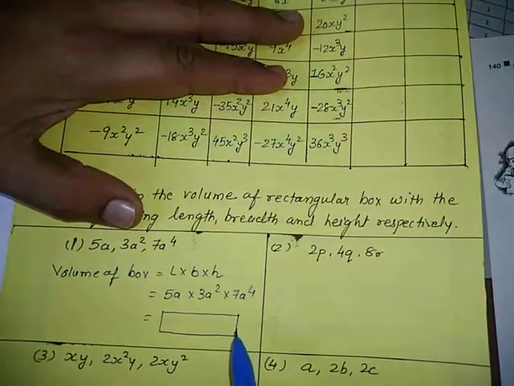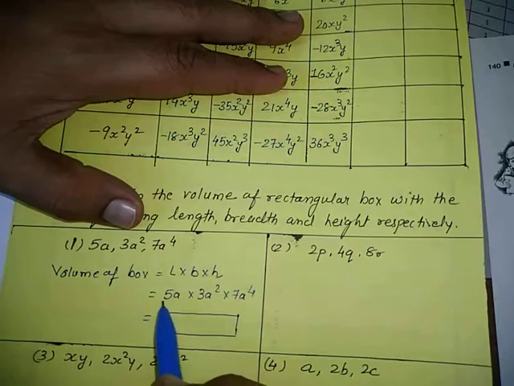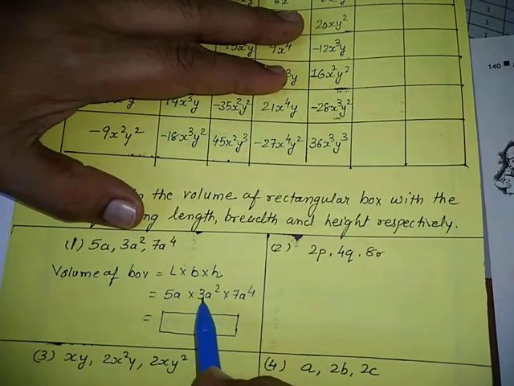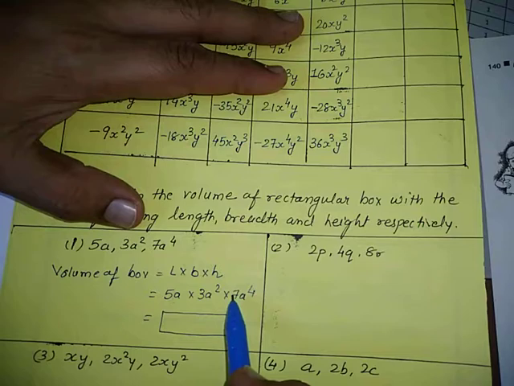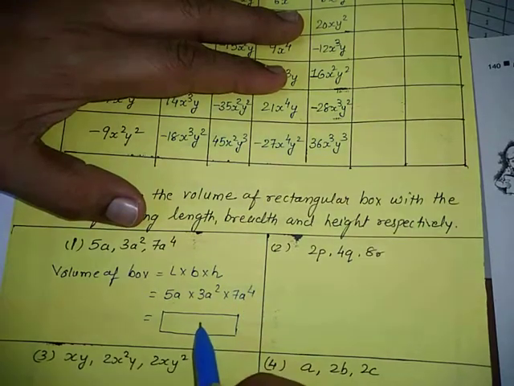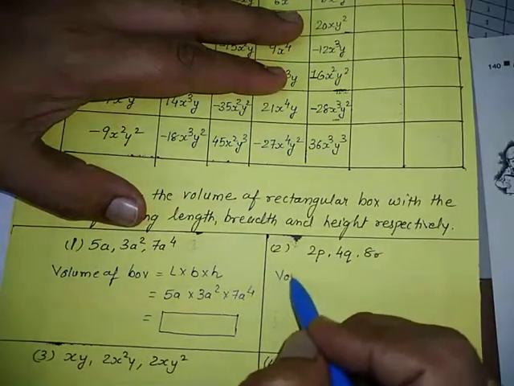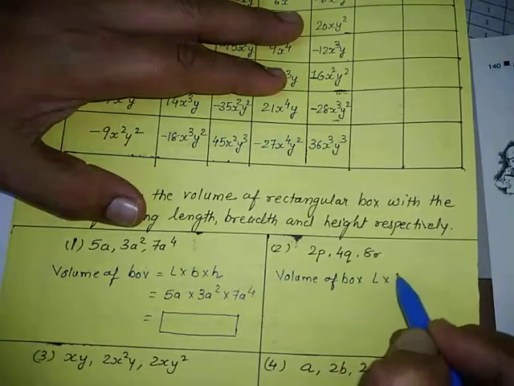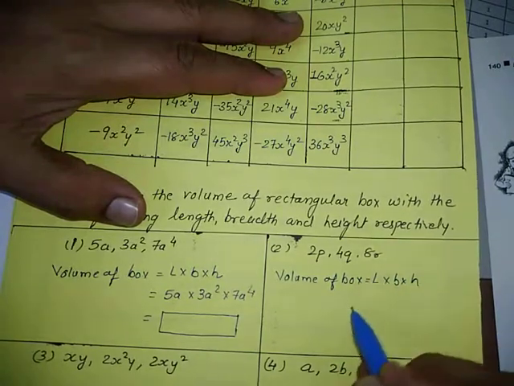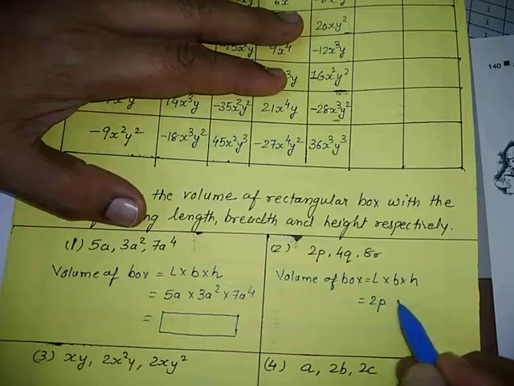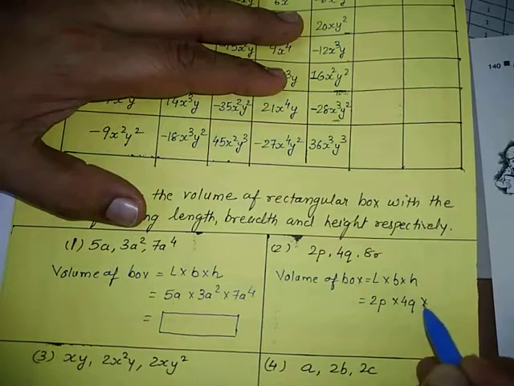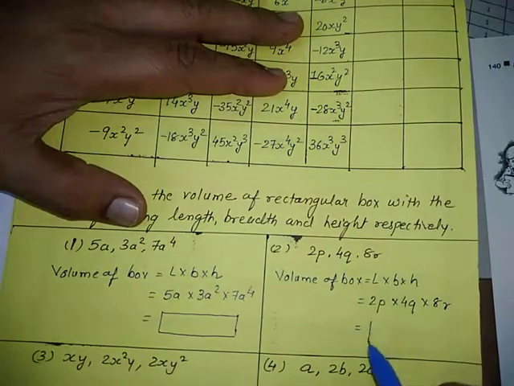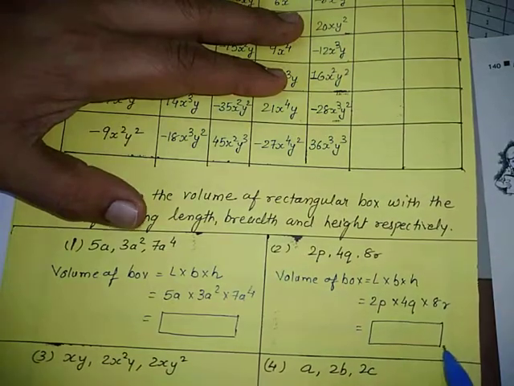Can you do it and give the answer? This way, 5 threes are 15, 15 sevens are how much? Find it and fill in the answer. Same way, volume of box L into B into H. So 2p into 4q into 8r. So here also you will get the answer.